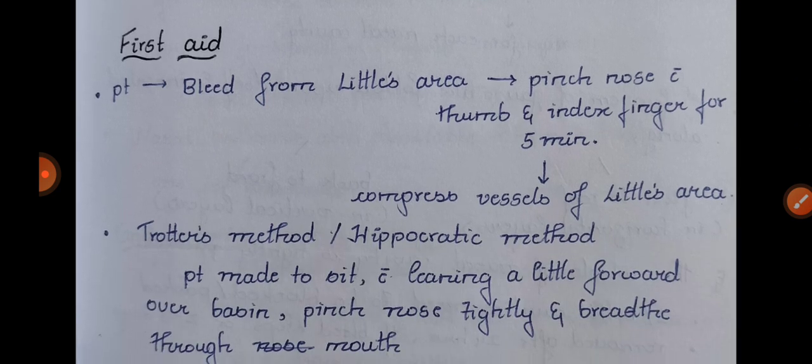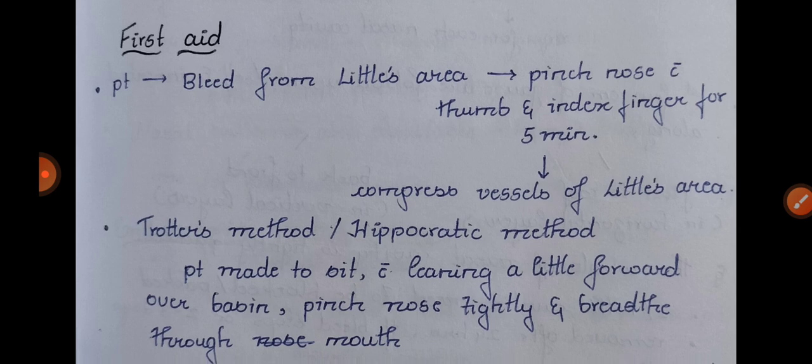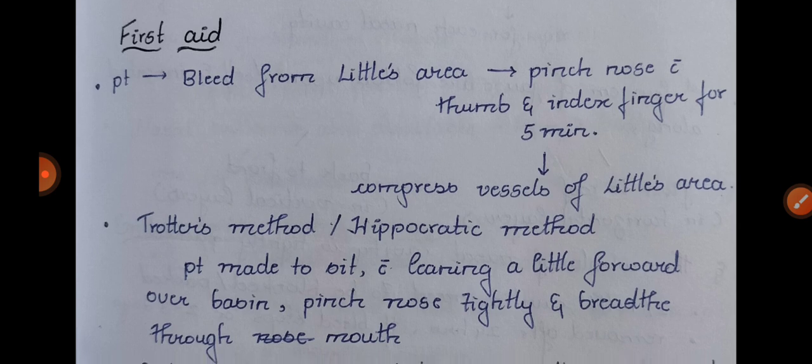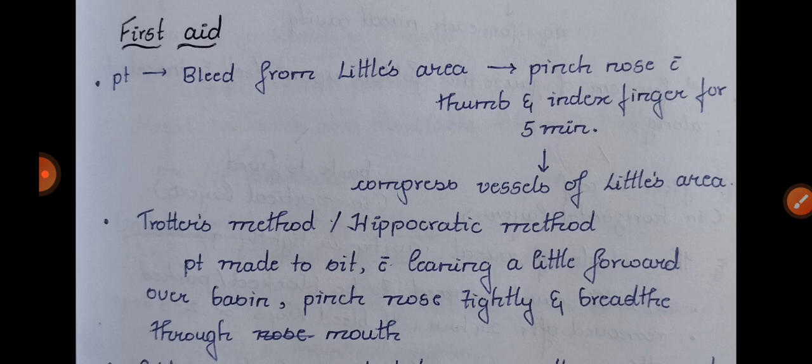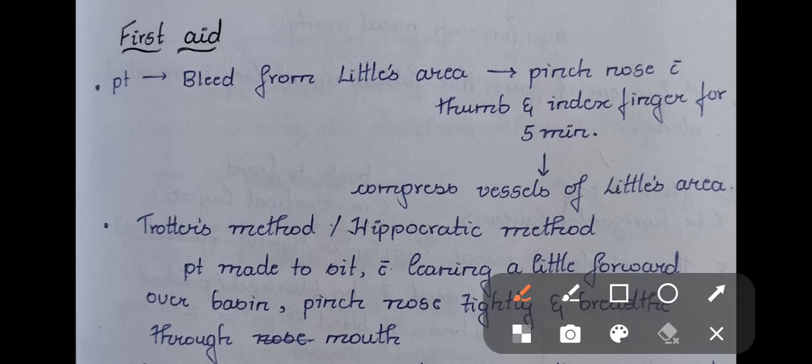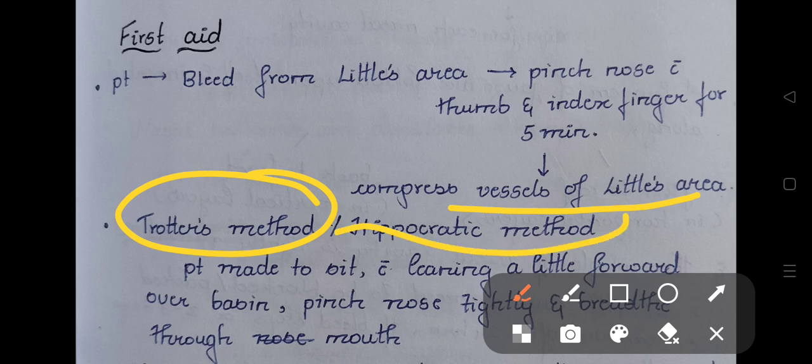First, coming to first aid. This first aid is general reading, so read with me. Patient bleeds from Little's area. Pinch the nose with the thumb and index finger for 5 minutes. Compress the vessels on Little's area. This is known as Trotter's method or Hippocratic method. We should pinch the area with the thumb and index finger for 5 minutes.